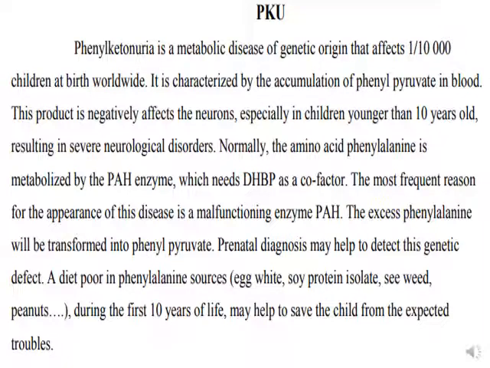So, question number one, PKU. Phenylketonuria is a metabolic disease of genetic origin that affects 1 over 10,000 children worldwide. So, the frequency worldwide is 1 over 10,000. It's characterized by the accumulation of phenylpyruvate in blood. This product negatively affects the neurons, especially in children younger than 10 years old, resulting in severe neurological disorders.